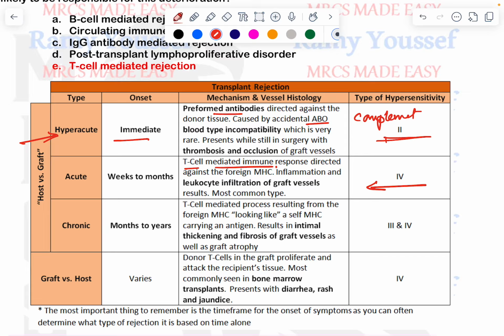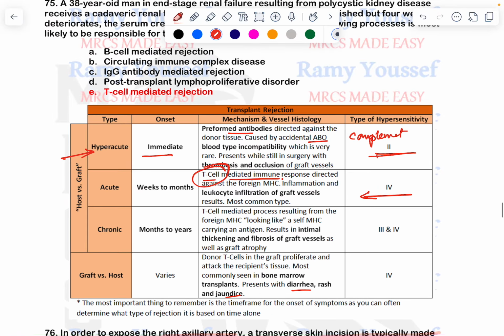Months to years is chronic, T cell mediated. Graft versus host is again type 4, with donor T cells, in an immunocompromised host, most commonly a bone marrow transplant patient with diarrhea, rash and jaundice. Acute rejection is T cell mediated, this is important. Hyperacute is preformed antibodies. This is the difference.